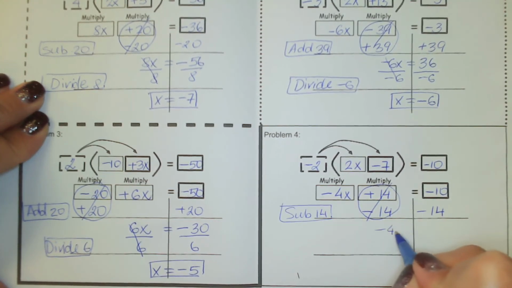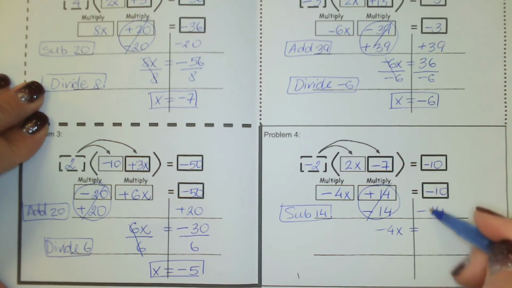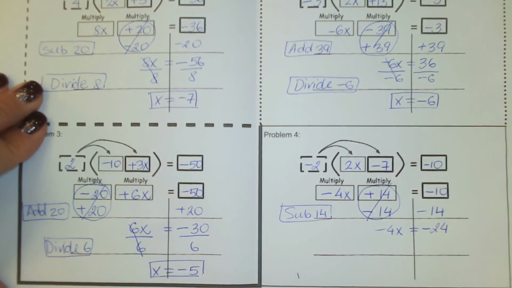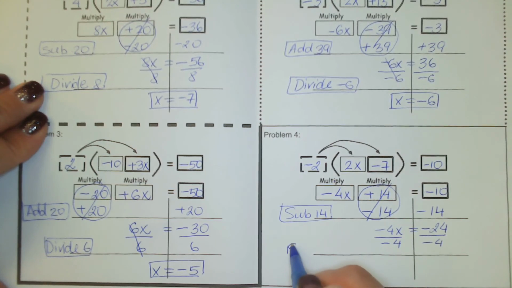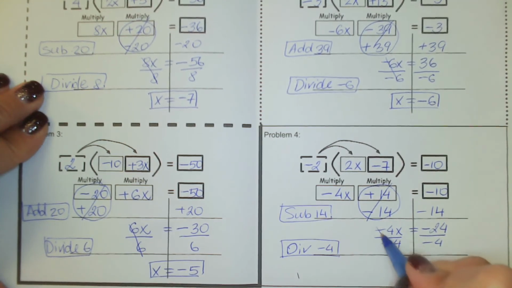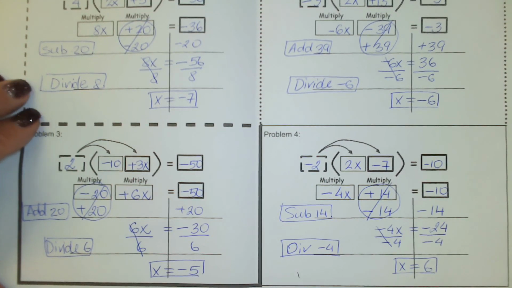Negative 4x, the variable term, comes down. Negative and negative, when we combine, same sign, add the numbers, keep the sign, negative 24. Negative 24, we divide, since the variable term is multiplication. To solve, we have to divide, and when we divide, we always divide same number, so divide negative 4. Negative 24 divided by negative 4 is positive 6. When we divide same sign, the answer is positive.